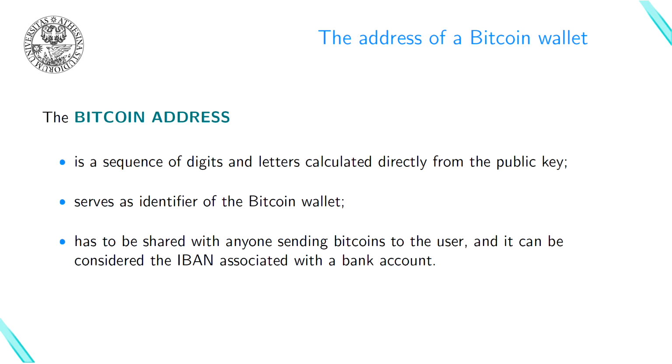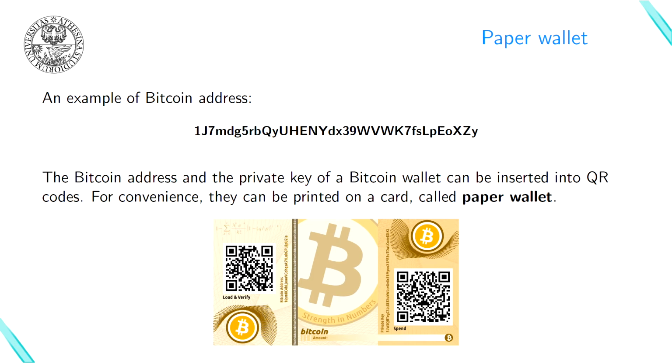In particular, the address has to be shared with anyone sending Bitcoins to the user, and so you can think of it as the IBAN associated with a bank account. Here we can see an example of a Bitcoin address. The Bitcoin address and the private key of a Bitcoin wallet can be turned into a QR code. For convenience, they can be printed on a card, which is called a paper wallet, as you can see here.